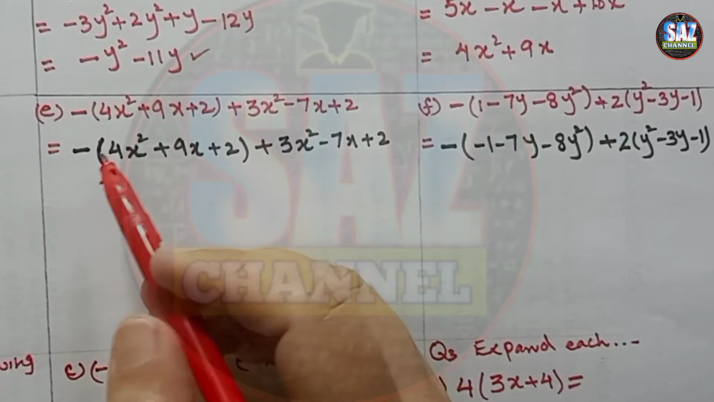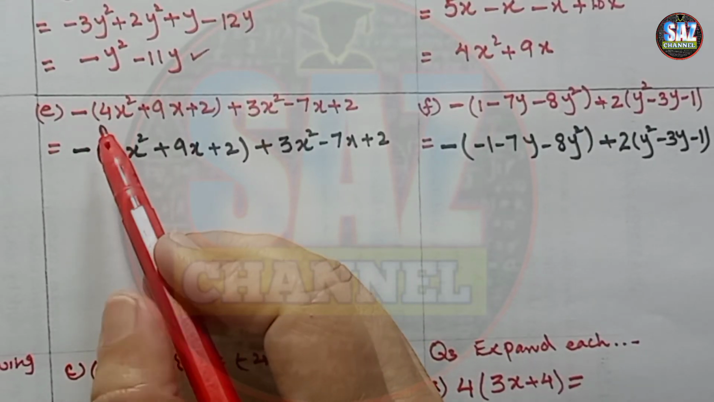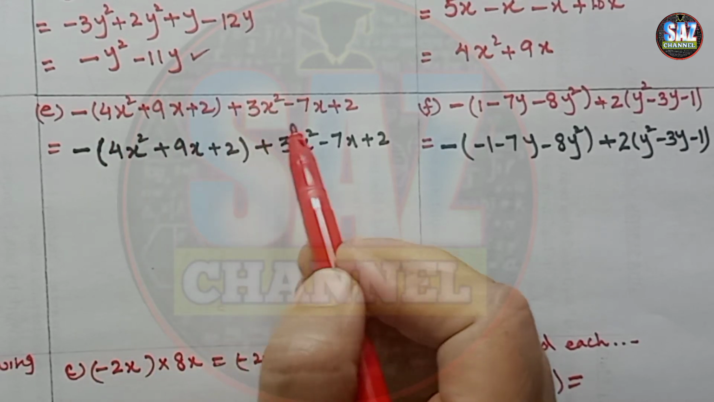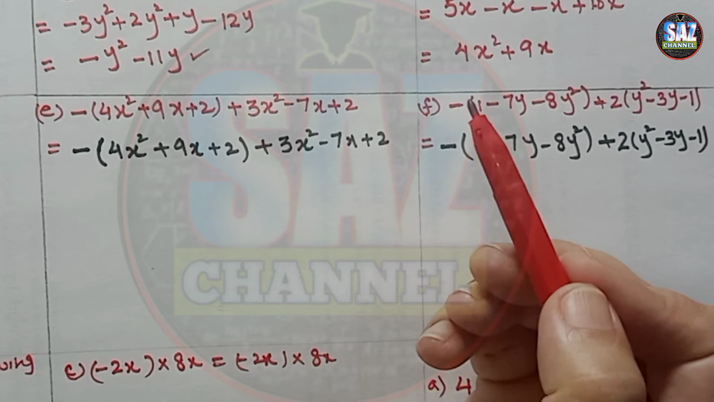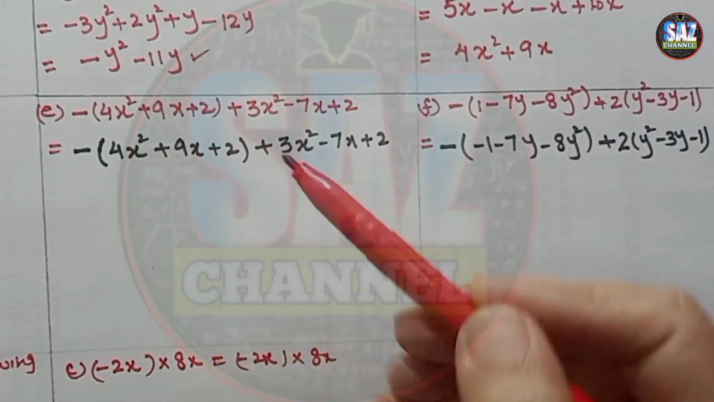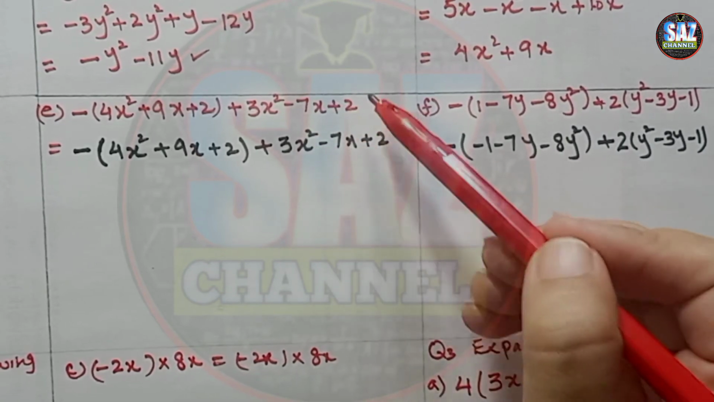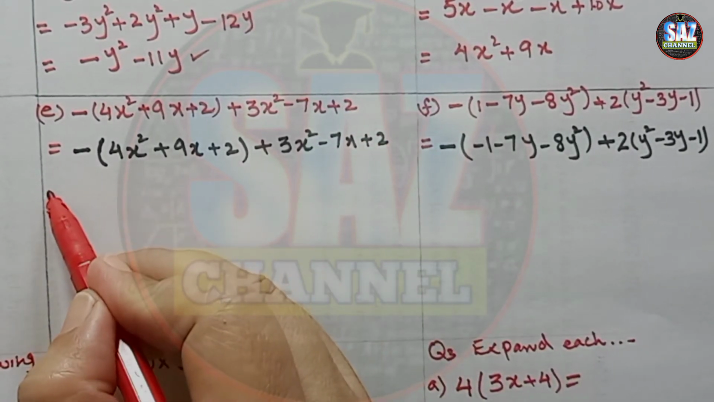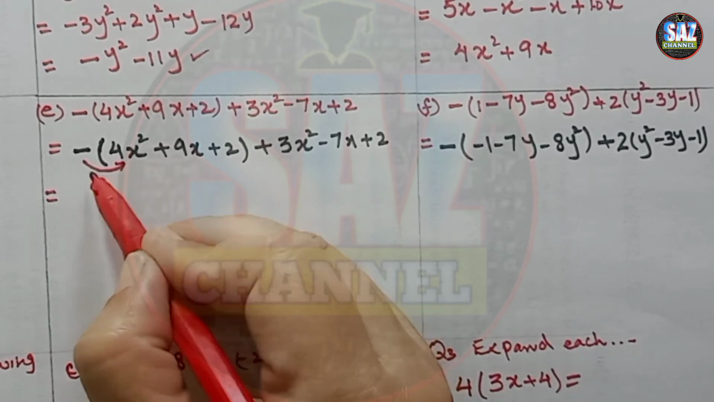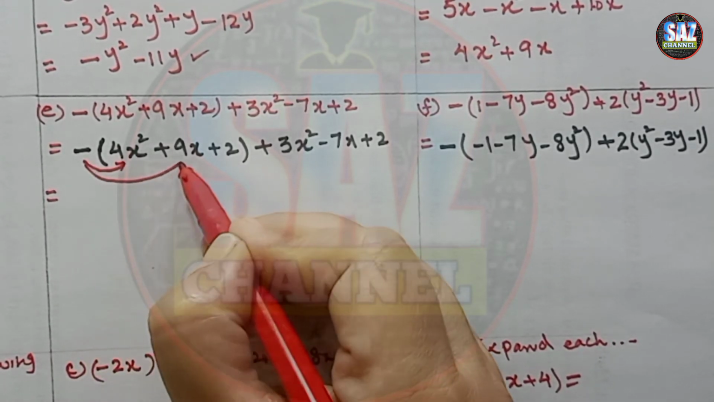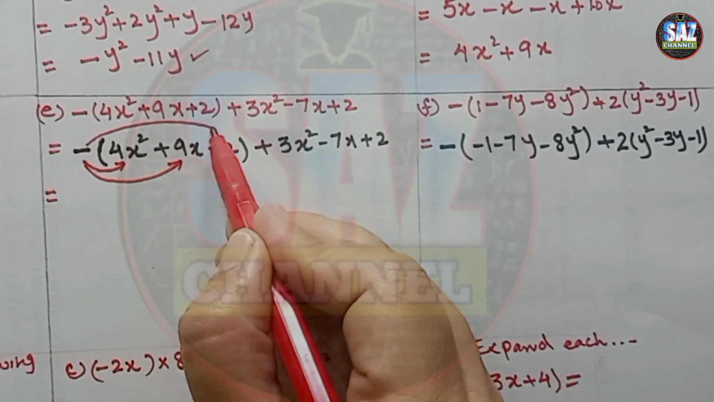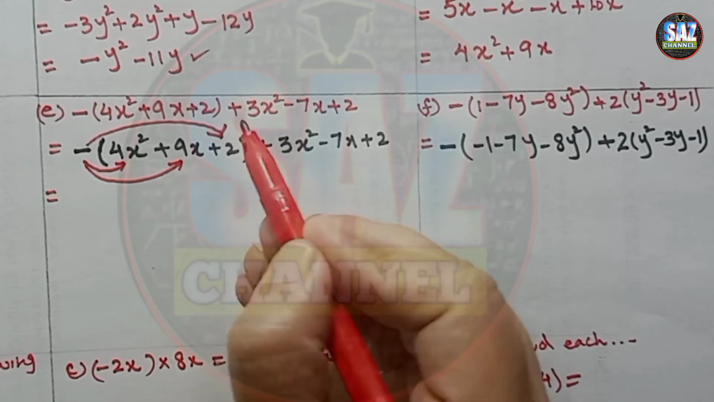And the next part is minus, then bracket starts 4x square plus 9x plus 2 plus 3x square minus 7x plus 2. Rewrite the question and compare the question, so that there is no mistake while copying down the question. And now after this, we have to apply the distributive property carefully, that whatever is the number outside the bracket has to be multiplied with every term inside the bracket.